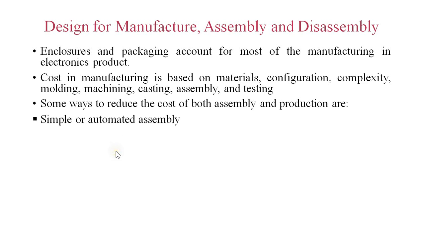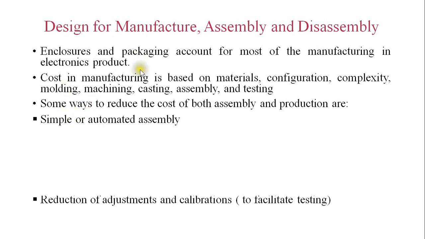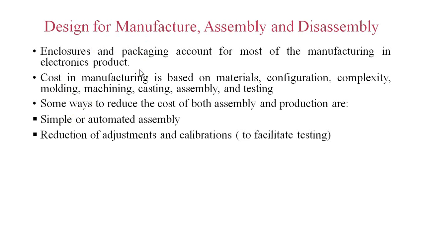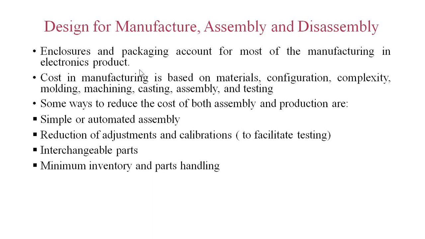Our first one is simple and automated assembly. Generally we have to use an assembly that can be obtained by using automated machines, and it should be a simple one. Then reduction of adjustment and calibration. You have to use an assembly such that adjustment is reduced, and you have to use calibration for the products which are to be assembled. Then interchangeable parts. If any failure occurs, the part should be easily interchangeable. That should be available for your product manufacturing.